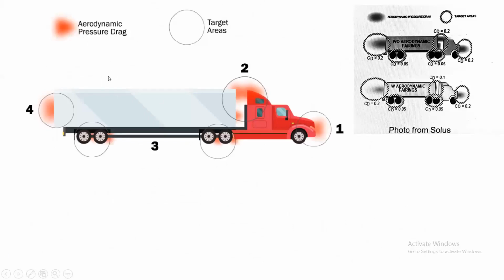So see, these are the aerodynamic drag. Wherever you are seeing this type of color, it is because of the pressure drag. These are the target areas where they can modify.